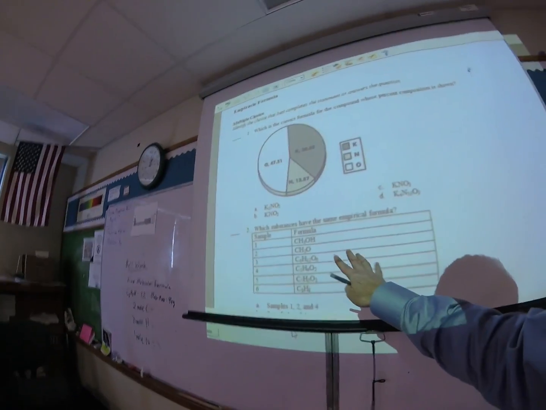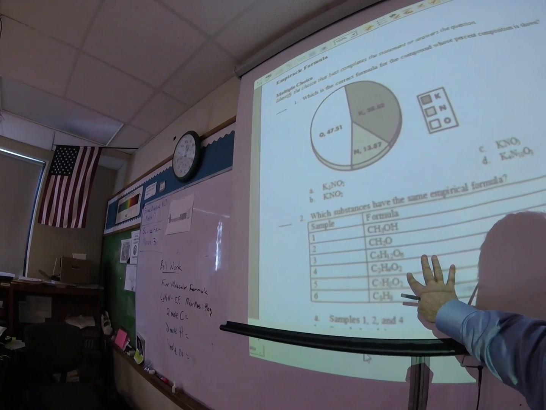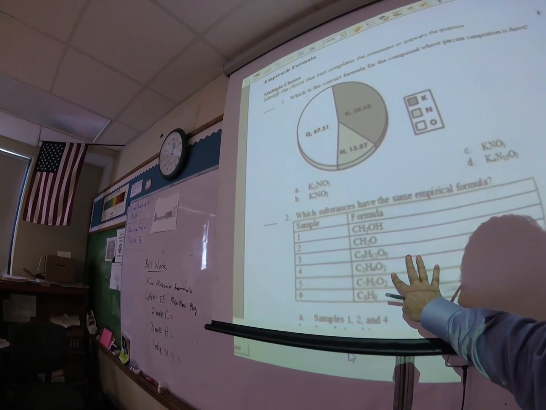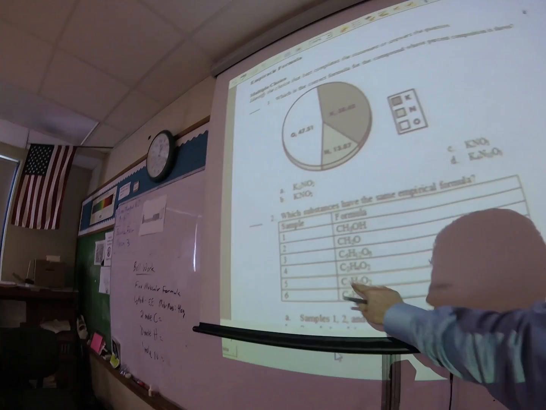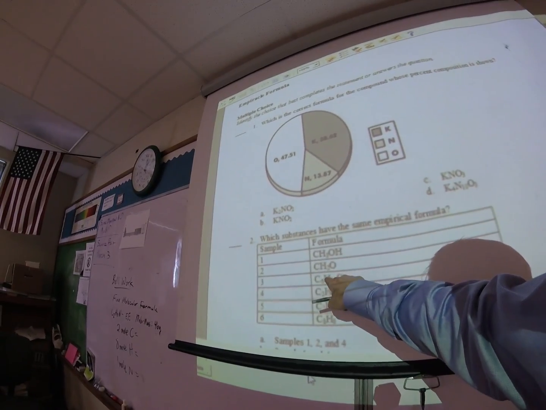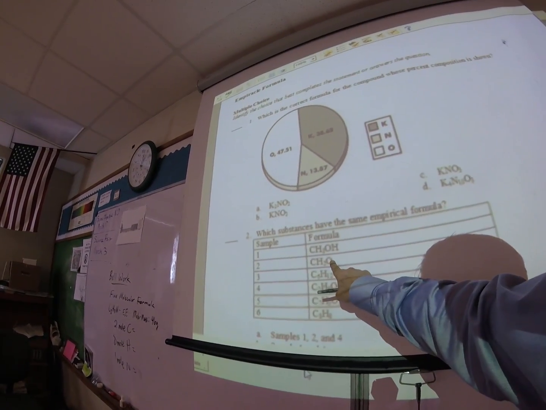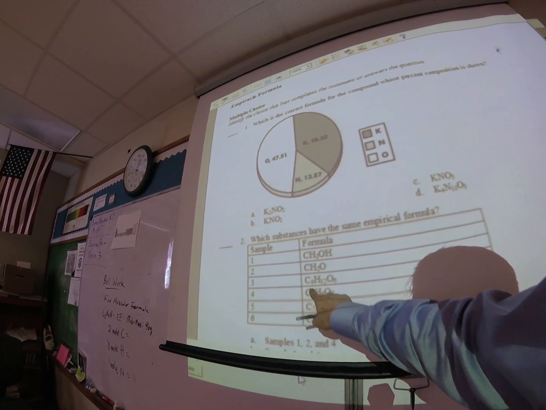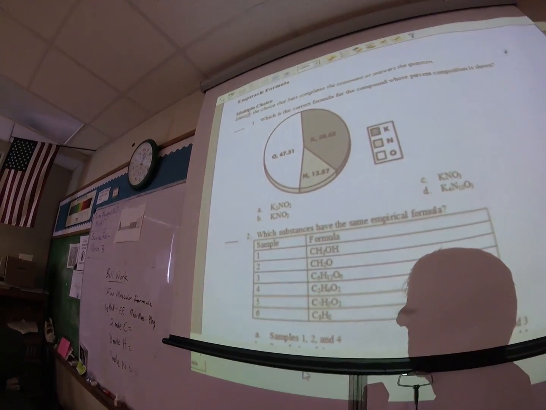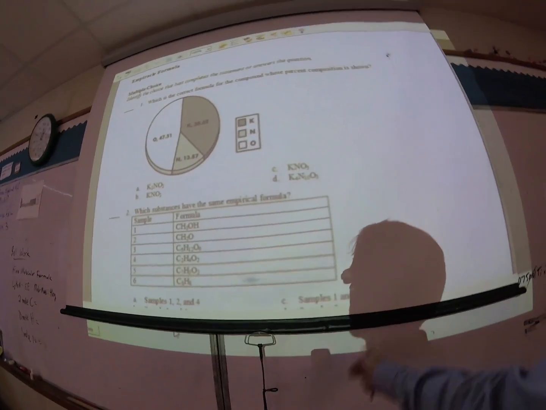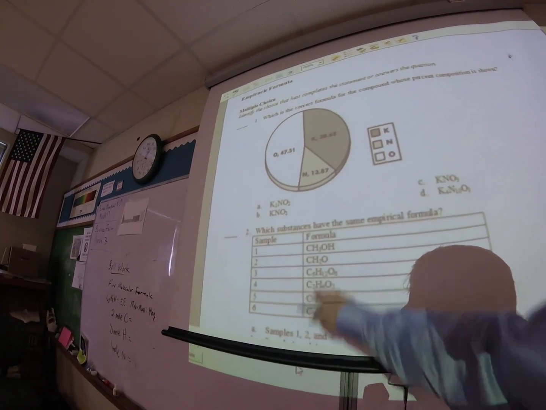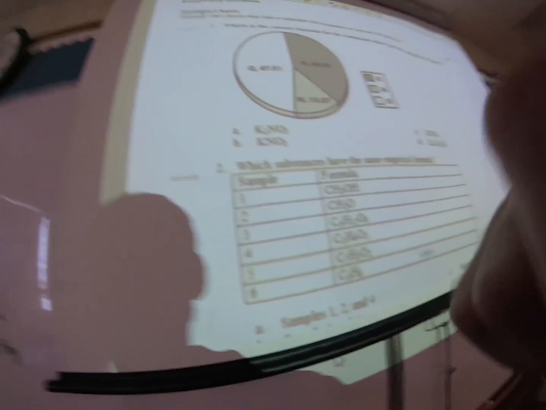Now, with this, empirical is the ratio, like 1, 2, 1, or 1, 1, 2. So you're trying to find the ones where you see 1, 2, 1 is the same as 1, 2, 1. So that's why D is correct. It says D is, I think, 2 and 3. So the ratios are correct.